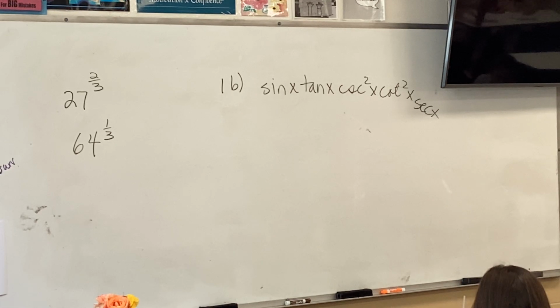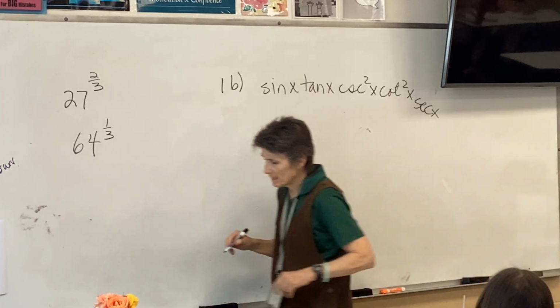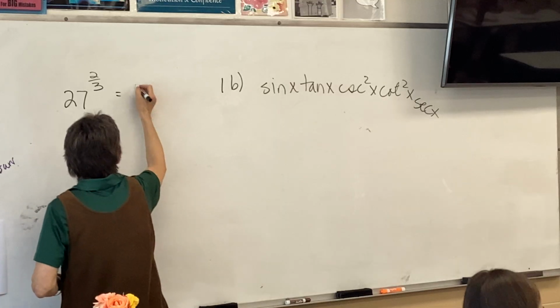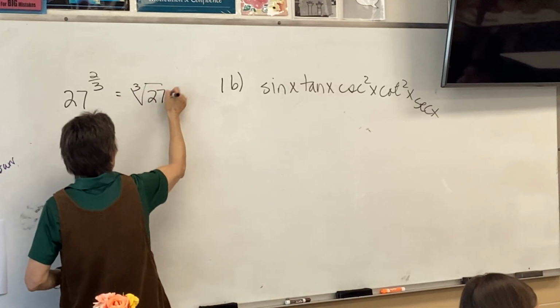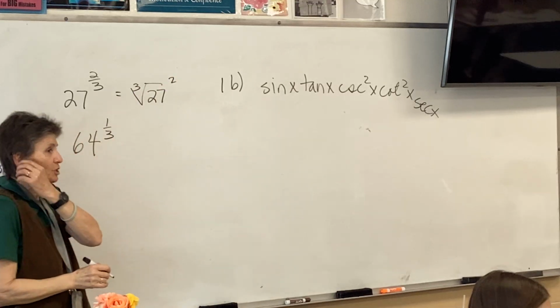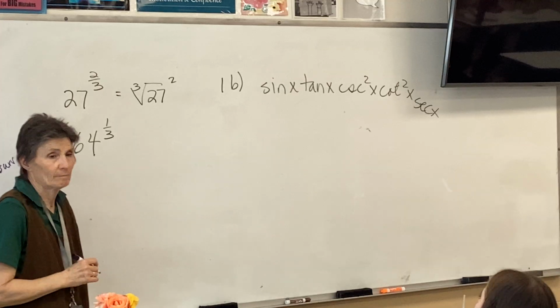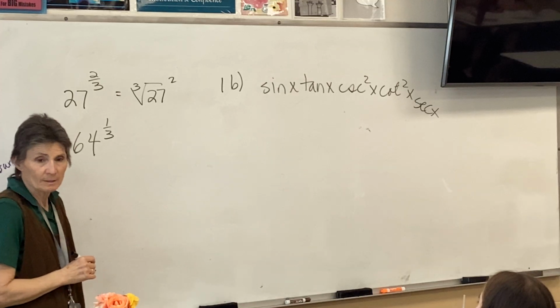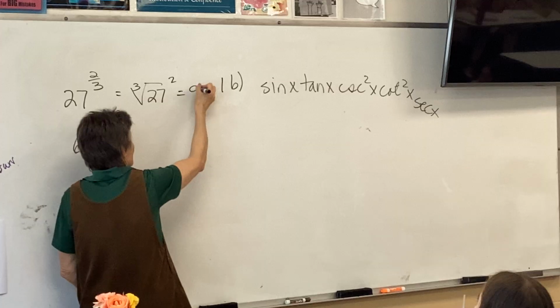Okay. Who remembers what 27 to the 2/3 means? What does that mean? Cube root of 27 squared. What's the cube root of 27? 3. Squared? 9. So the answer to this problem is 9.